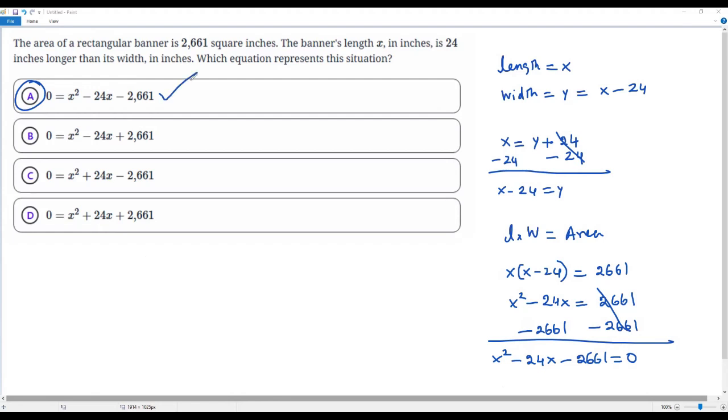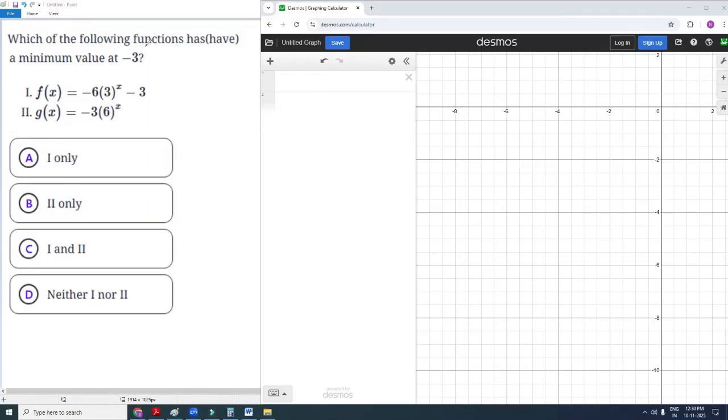Okay, let's look at the next problem. Which of the following functions has a minimum value at negative 3? Here we have two functions and we have to find whether one or both of the functions have a minimum value at negative 3. Okay, now we can use Desmos to solve this problem easily. That is, we have to get graphs for both the functions. Okay, let me take the first function as input to get its graph.